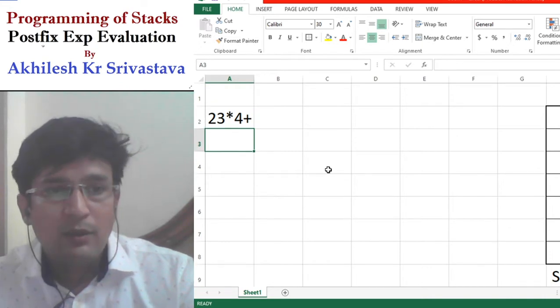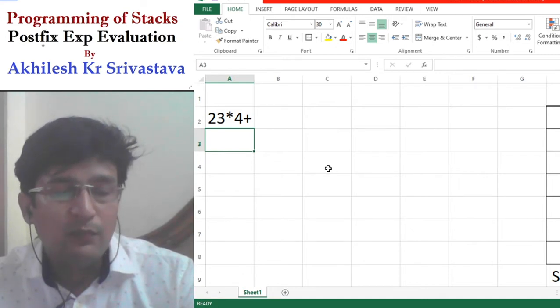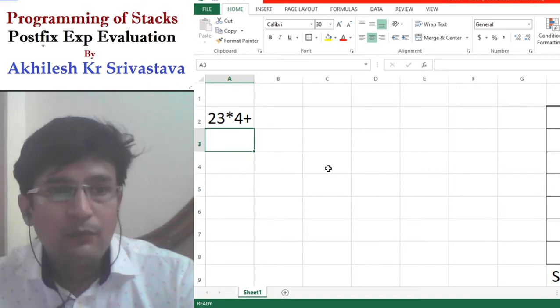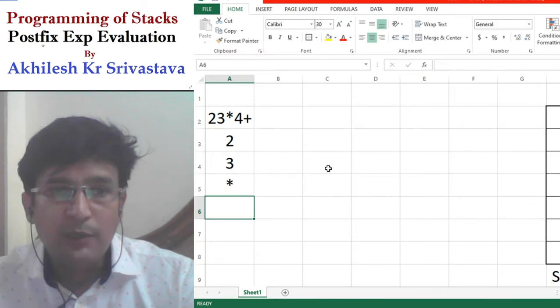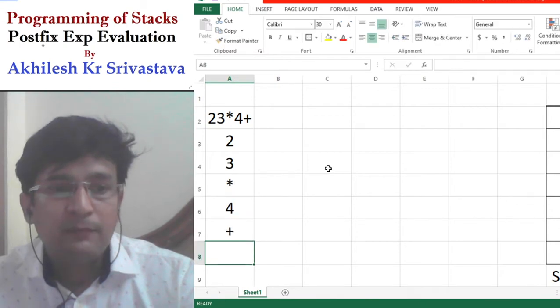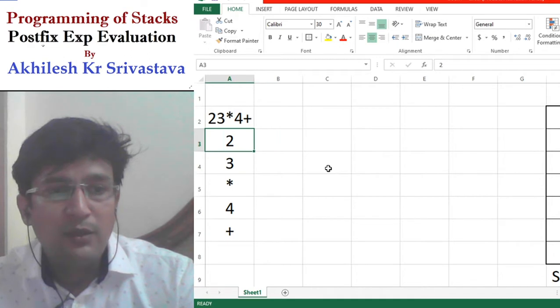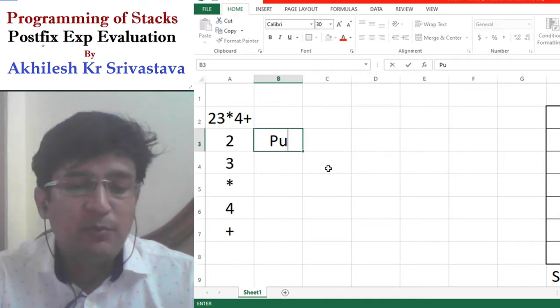To evaluate this expression, let us consider that it has two kinds of things. One is the operand and the other is the operator. In the given expression, if we scan the input one by one, then we have 2, 3, multiplication, 4, and plus. Here, 2, 3, and 4 are the operands, and multiplication is the operator. So, to evaluate this expression, whenever we encounter an operand, that needs to be pushed on the stack.